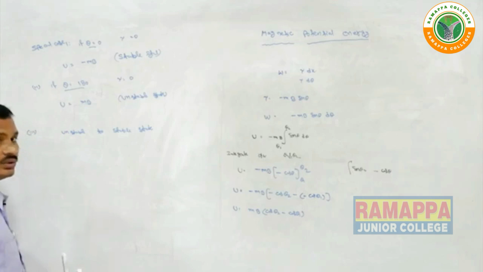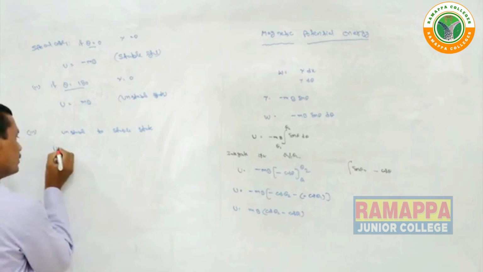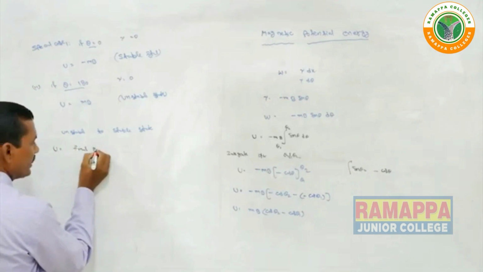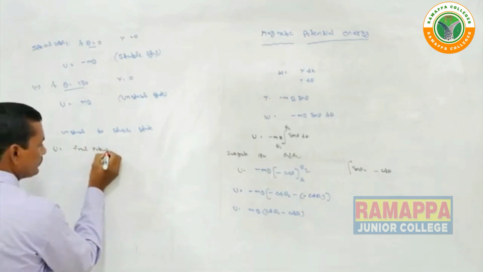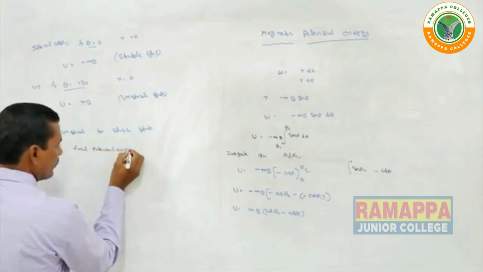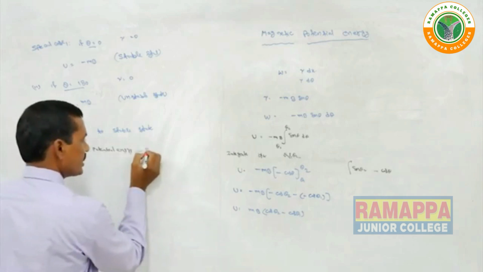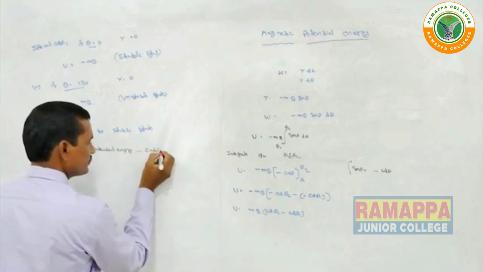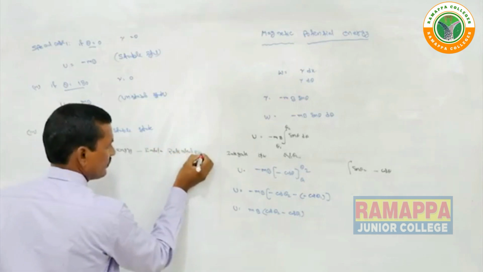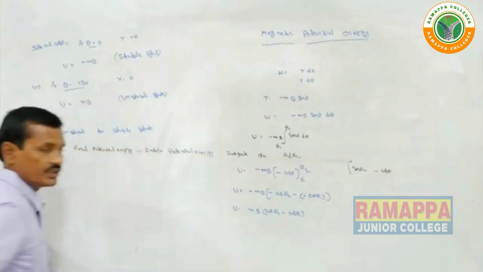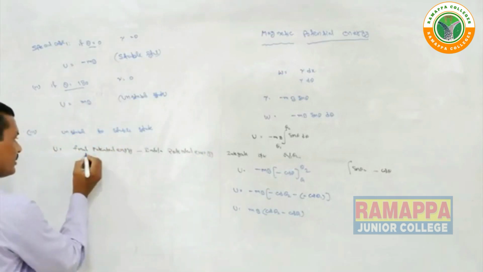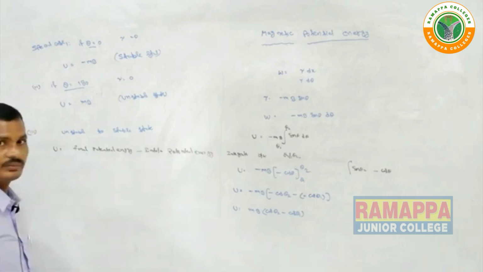For unstable to stable state, U is equal to the final magnetic potential energy minus the initial potential energy. That means U can vary from this value to this value.